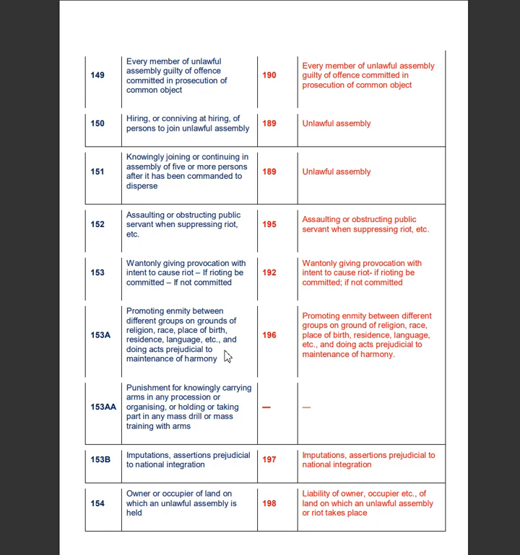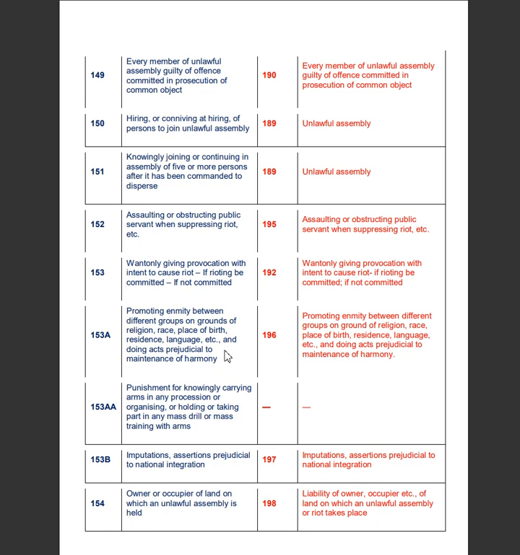Section 153AA of the IPC deals with punishment for knowingly carrying arms in any procession or organizing or holding or taking part in any mass drill or mass training with arms. Section 153B of the IPC deals with imputations, assertions prejudicial to national integration, whereas Section 197 of the BNS deals with imputations, assertions prejudicial to national integration.